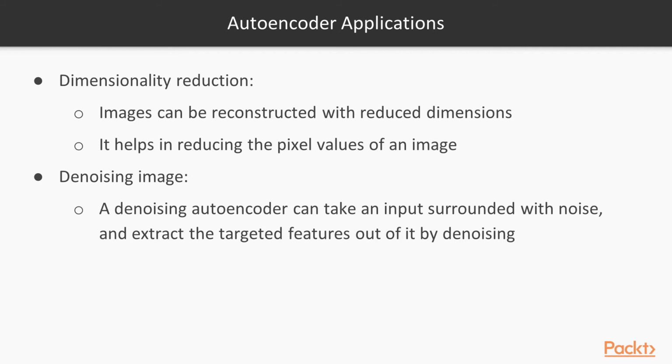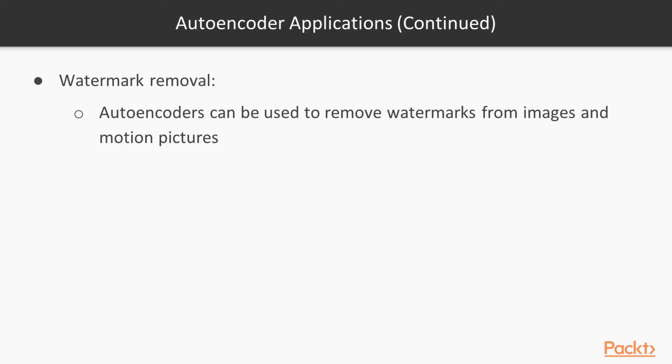Denoising image. A denoising autoencoder can take an input surrounded with noise and extract the targeted features out of it by denoising. Watermark removal. Autoencoders can be used to remove watermarks from the images and motion pictures.